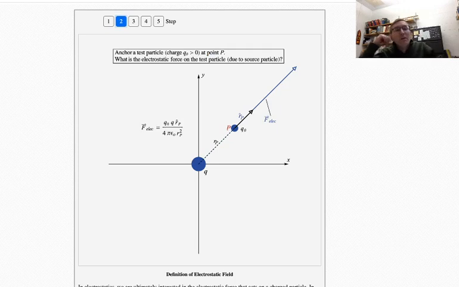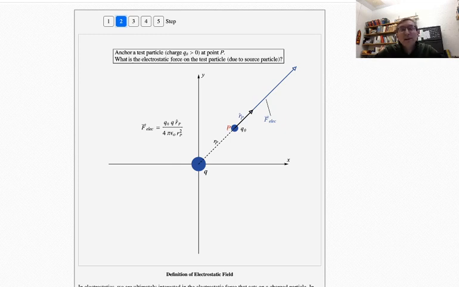Okay, we have come along with what we're going to call a test particle. And we're going to anchor it at point P. Before, there was nothing actually located at point P. Now I've put another particle there called a test particle, anchored there. And by definition, it has positive charge in an amount Q0. That's just the convention for labeling its charge, but it's positive. Okay? And we ask the following question. What is the electrostatic force on the test particle due to the source particle?